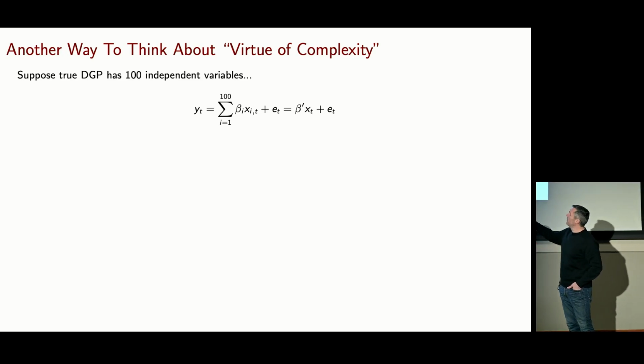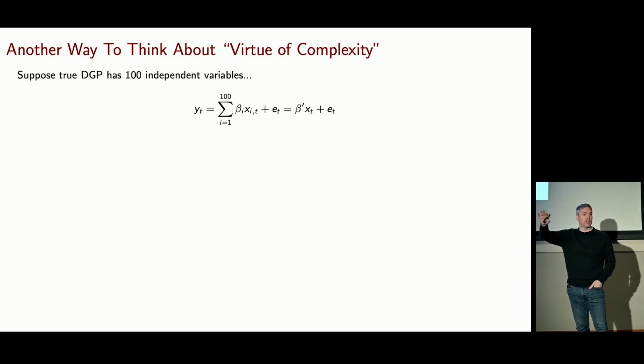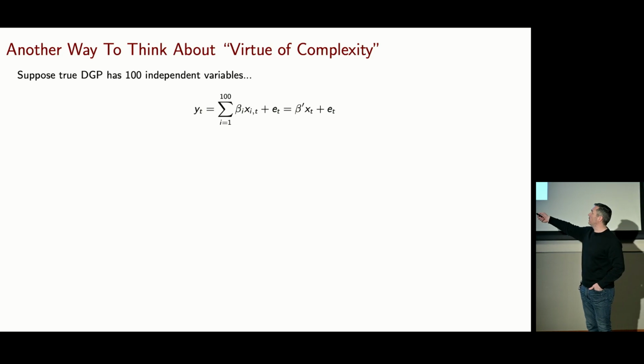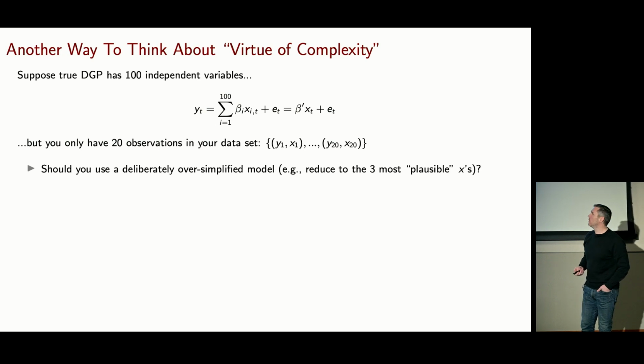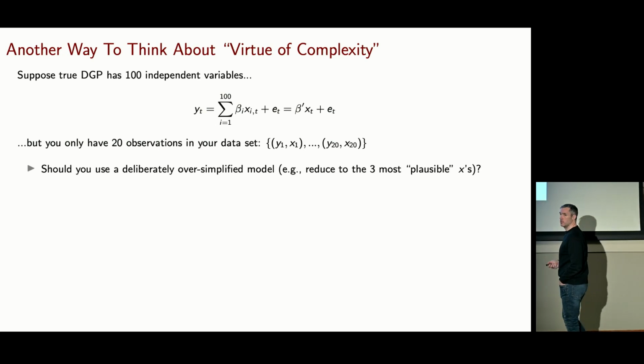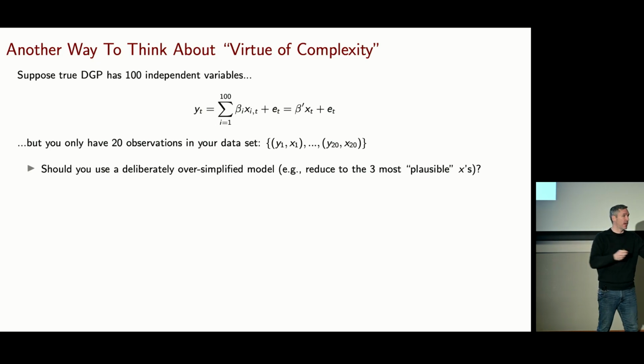Suppose you have a true data generating process. You know, God's model. It has 100 variables that determine your outcome. Okay? So my x's are 100-dimensional in the true model. But suppose you only have 20 observations. What should you do? Should you use a deliberately oversimplified model? For example, just pick the 3 most plausible x's based on some criterion, maybe an economic criterion.